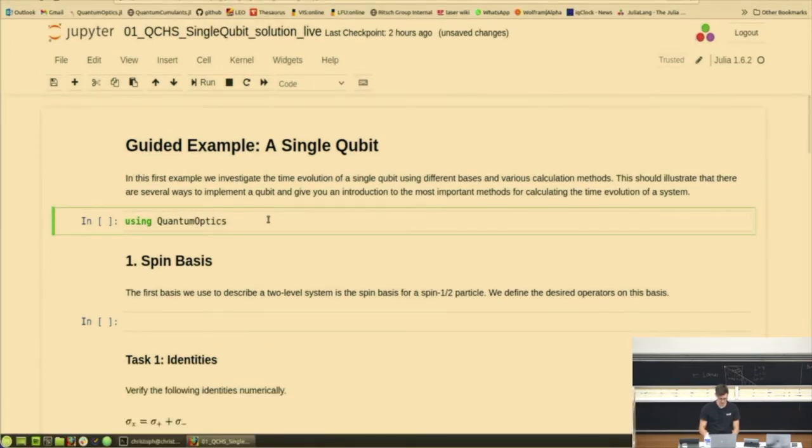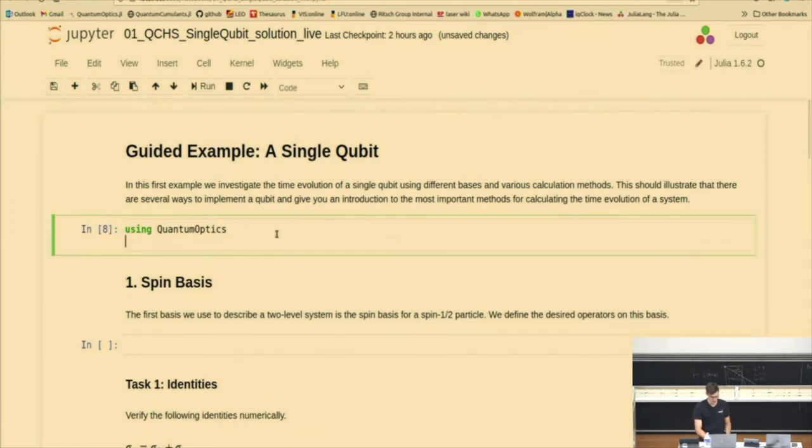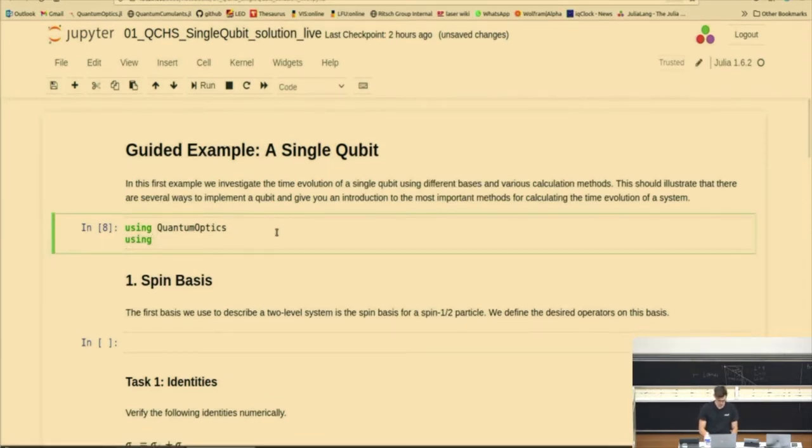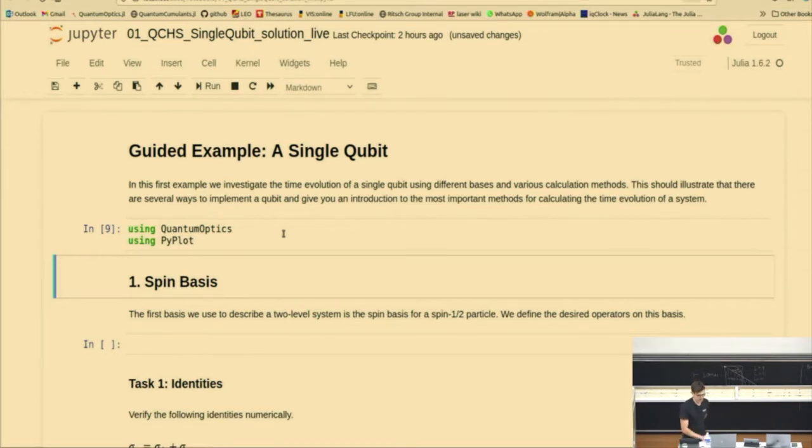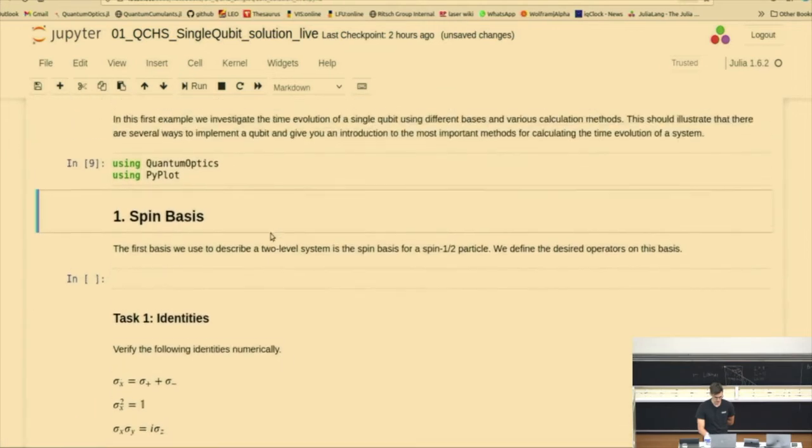Just start by using the quantum optics package and by also using PyPlot. PyPlot is just needed to plot all the results we will have. And this might take a few seconds in your case, but I pre-compiled it before, so in my case it was a little bit faster.